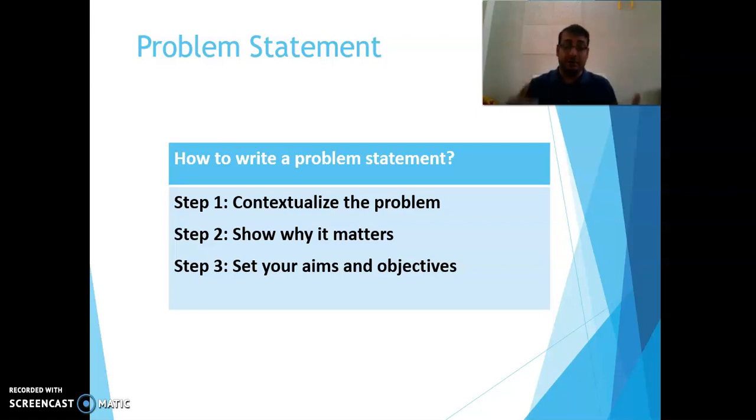Show the relevance of the problem. Why do we need to know it? The problem statement should address the relevance of the research, why it is important that the problem is solved. This does not mean that you have to do something groundbreaking or world changing.